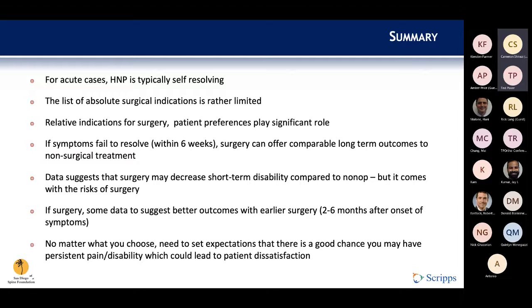Data suggests that surgery may decrease short-term disability compared to non-op, but you have to take into account the risks of surgery that are associated with that, which is its own thing. And then if you do choose surgery, some data suggests better outcomes with earlier treatment, in a broader sense 2 to 6 months after onset of symptoms, but it seems like most of the papers point to more like 2 to 3 months for their recommendations. And then no matter what you choose, as stated throughout this, you need to set expectations that there's a good chance you may have persistent pain and disability, which could persist over time.